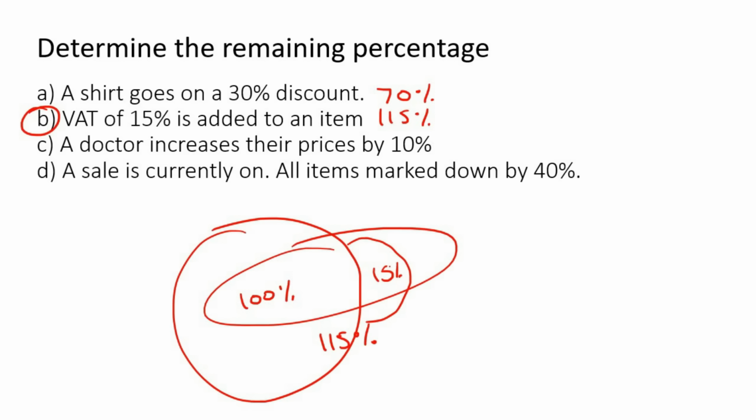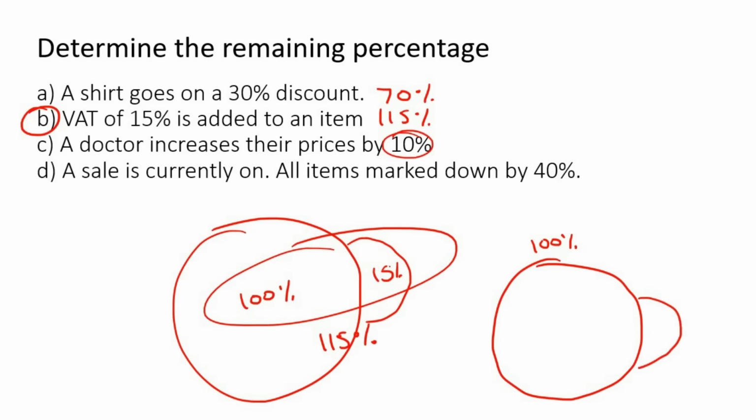Now it says that a doctor increases their prices by 10%. Oh, and the remaining percentage must always be applied to the original item, but I'll make that more clear just now. So a doctor increases their prices by 10%. The original prices will always be 100%. And then what the doctor does is they increase their price by 10%. So they make the circle a little bit bigger, and that means 110%. I'm just adding that part on, okay? So that's the number that you would use in your calculation.